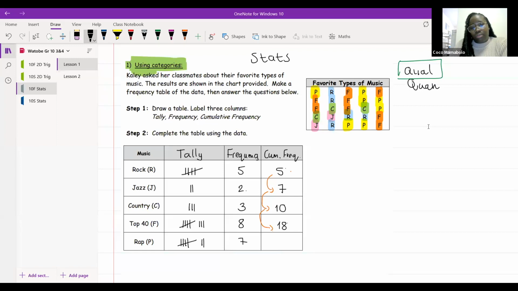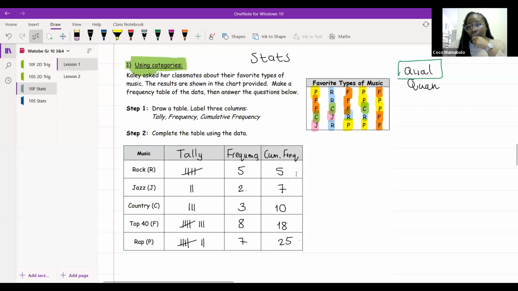How much? I think I heard him say 25. Good, it's going to be 25. All right, give me a thumbs up, guys, if you understand the difference between frequency and cumulative frequency.